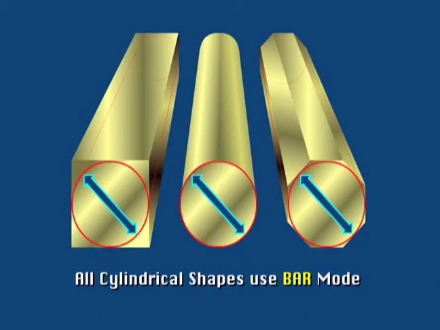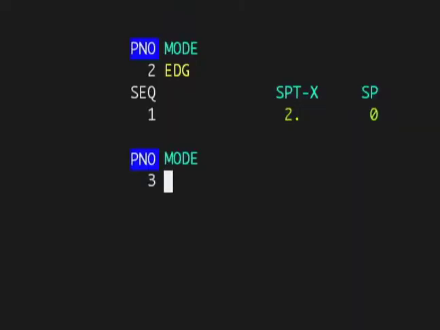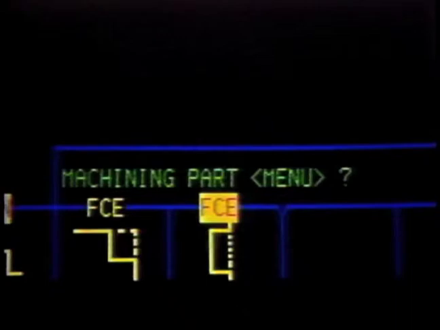After the edge process is programmed, you are ready to start the next process. Since the outside of bar material is to be machined, select the bar mode. All cylindrical shapes, whether it is bar stock or other material, should use the bar mode. Once bar is selected, the cursor moves to the part position. The part choice determines what part or area of the workpiece is to be machined.